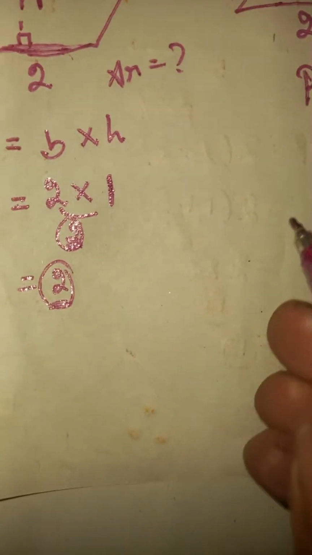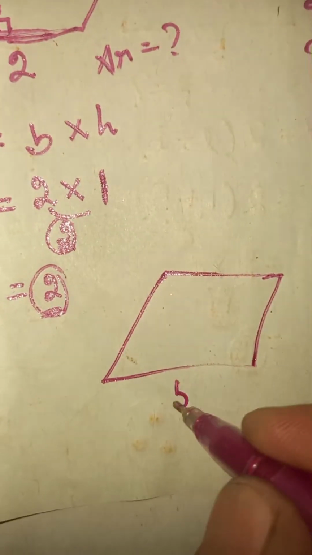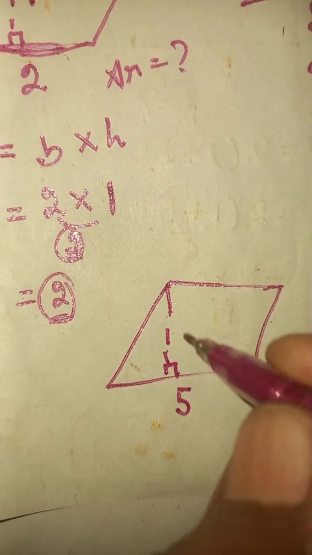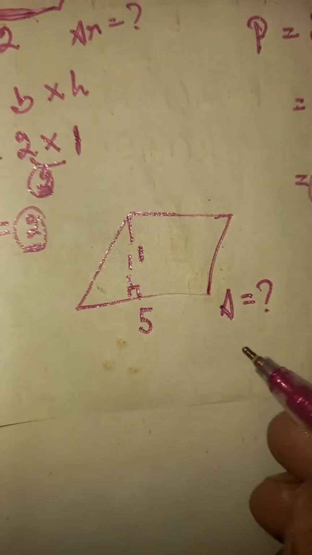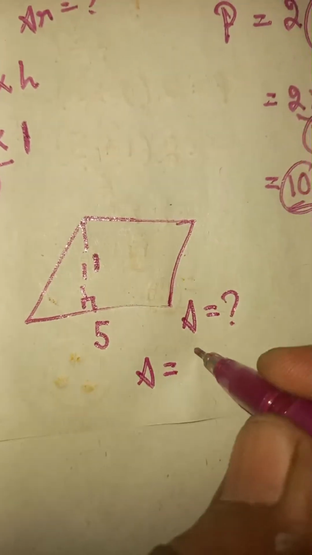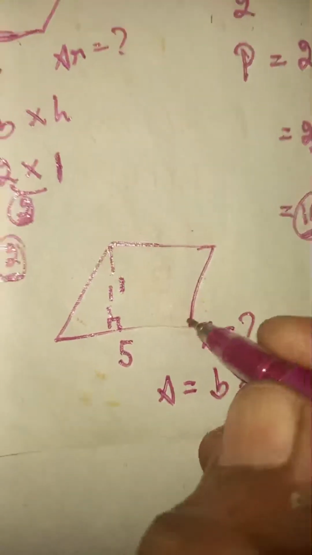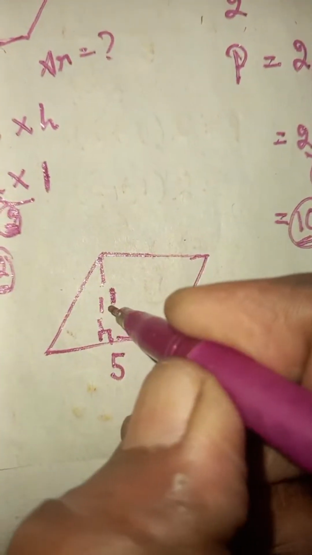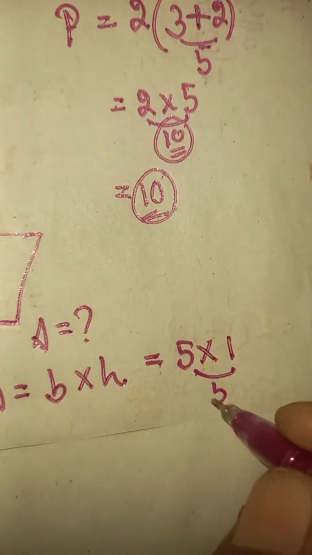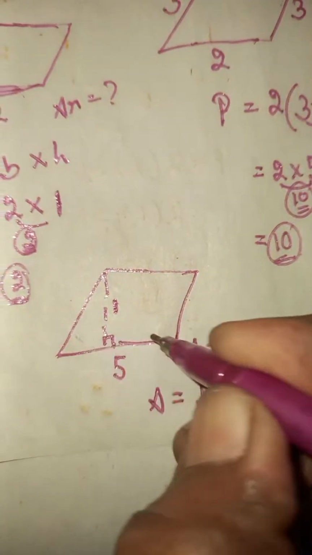I am going to give one more example, a parallelogram, for practice. In this parallelogram, they have given the base as 5 units and the perpendicular height as 1 unit. Here also you need to find the area of the parallelogram. Area of a parallelogram is base times perpendicular height. Here the base is 5 units times the perpendicular, which is 1 unit. 5 times 1 is 5 units. 5 square units is the area of this parallelogram.